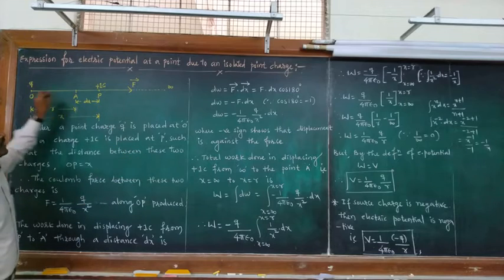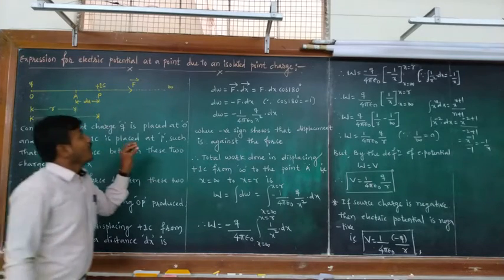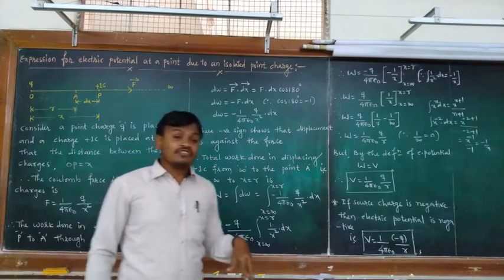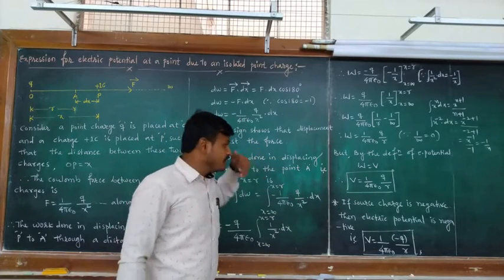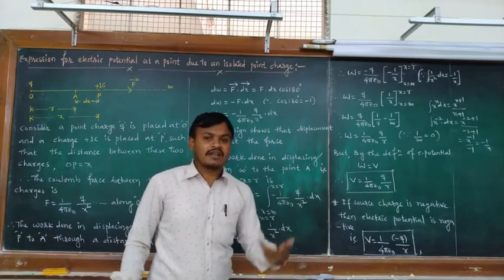ಈ ಕಾನ್ಸೆಪ್ಟ್ ನ ನಾವು ಎಲೆಕ್ಟ್ರಿಕ್ ಪೊಟೆನ್ಷಿಯಲ್ at a point due to an isolated point charge ಅಂತ ಬರೀತೀವಿ. ಇದರ ಉಳಿದಿದ್ದ ಕನ್ಸೆಪ್ಟ್ ಅನ್ನ ಮುಂದಿನ ನೆಕ್ಸ್ಟ್ ಕ್ಲಾಸ್ ಒಳಗೆ ಹೇಳ್ತಾನೋ.